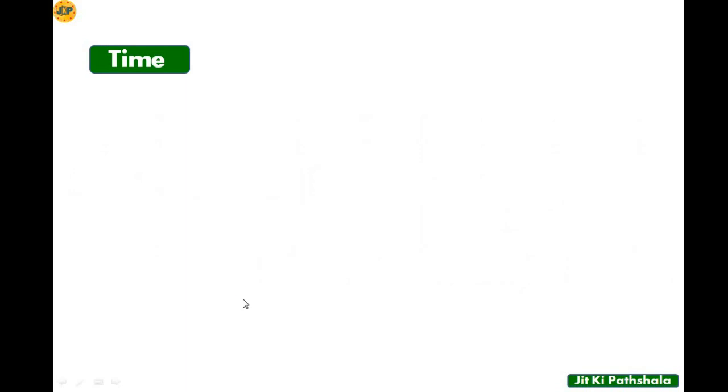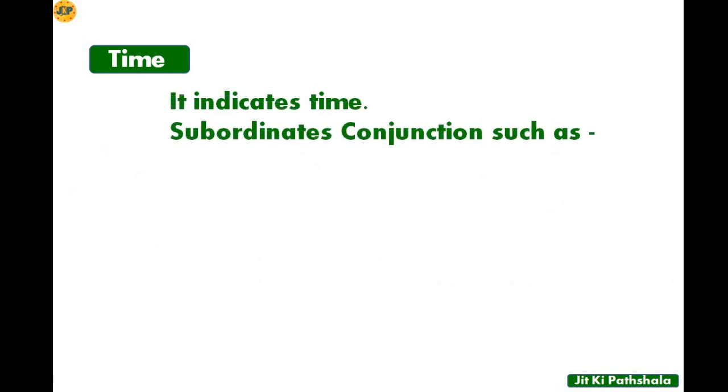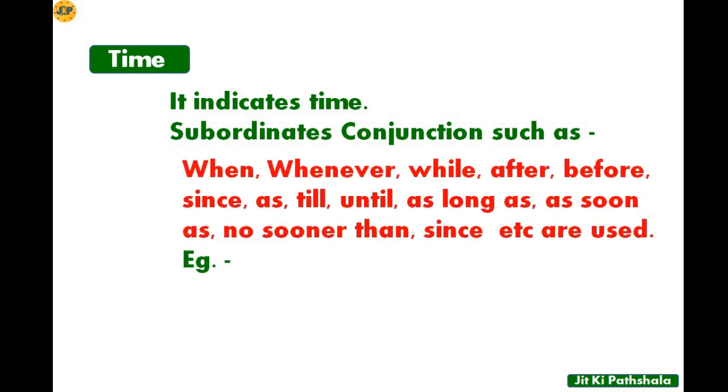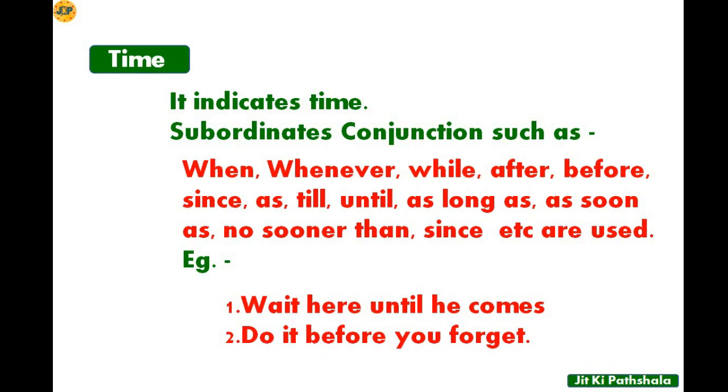So now let's see what is a time clause. A time clause indicates time. It shows us the time of doing the work. Subordinating conjunctions such as when, whenever, while, after, before, since, as, till, until, as long as, as soon as, no sooner than, etc. are used. For example, you can see here, wait here until he comes.